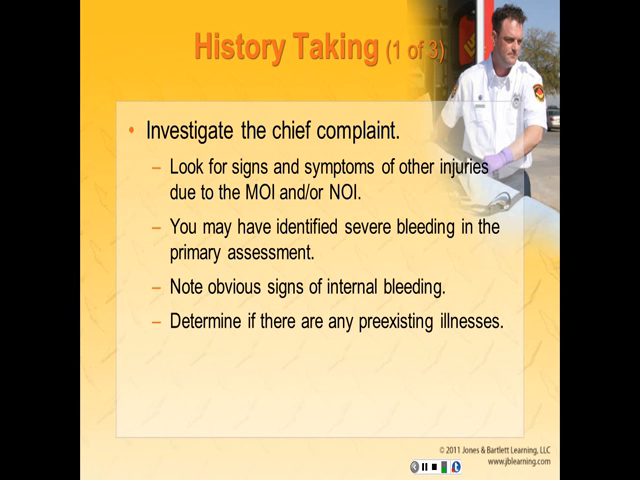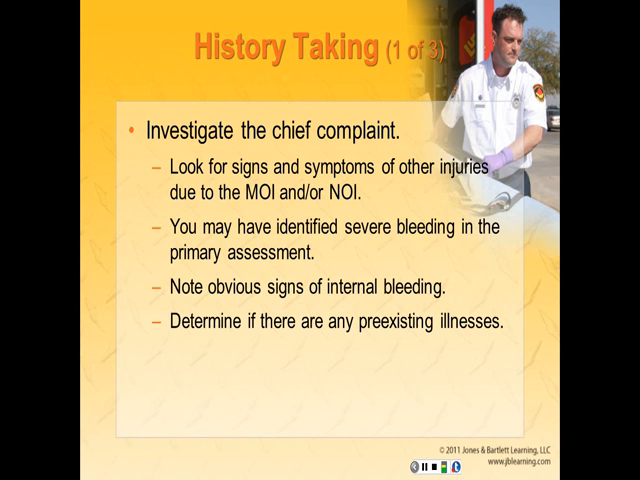Take your history. You need to investigate the chief complaint. Look for signs or symptoms or other injuries due to your MOI or your NOI or both. With severe bleeding, you may have identified it in the primary assessment and you need to begin treatment and rapid transport to the definitive care facility. Note obvious signs of internal bleeding and look more carefully in this step.